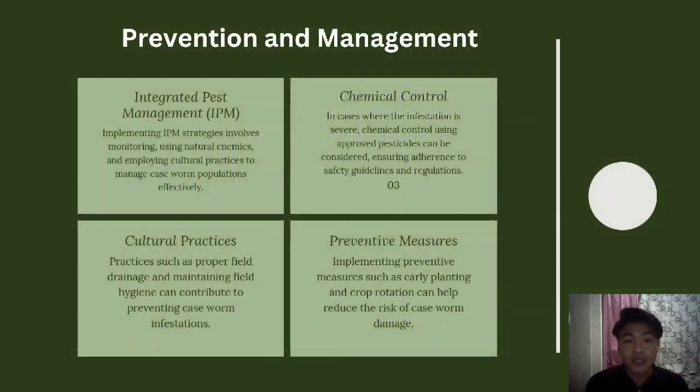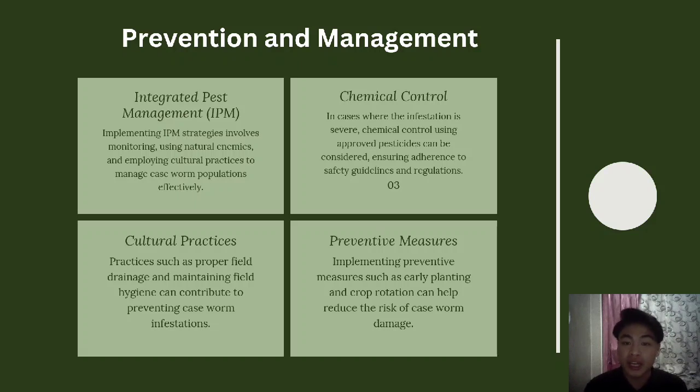In this slide, we can see prevention and management. There are 4 points in this slide. The first one is integrated pest management, that's IPM. The second one, chemical control, cultural practice, and preventive measure. Integrated pest management, IPM, involves monitoring, using natural enemies and employing cultural practices to manage caseworm population effectively.